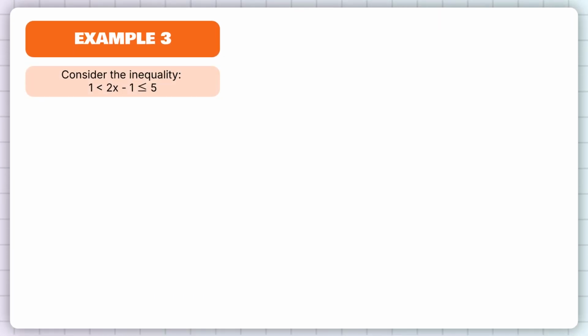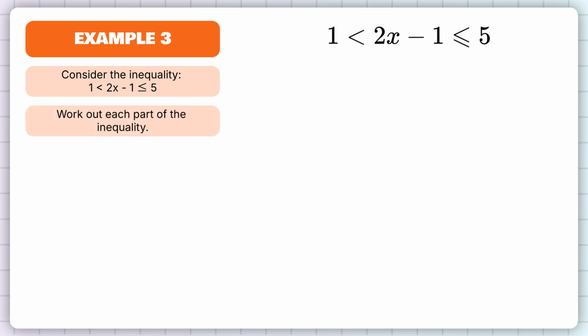Let's now consider a more difficult example of a compound inequality. Here's a step-by-step solution. We solve each part of the compound inequality separately. So let's start with the left part. 1 is less than 2x minus 1. Add 1 to both sides. This simplifies to 2 is less than 2x. Then divide both sides by 2. This simplifies to 1 is less than x.